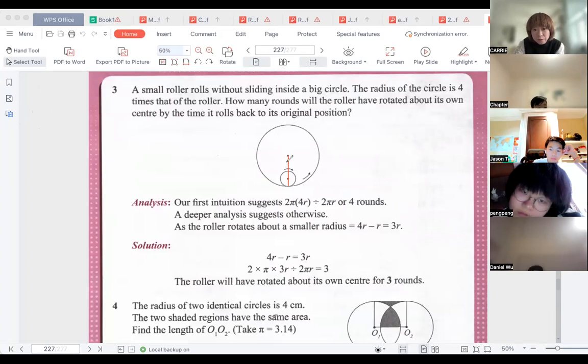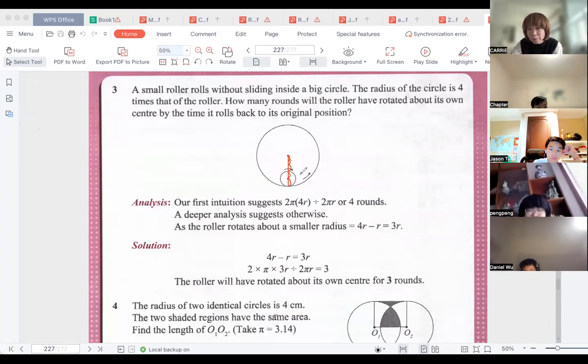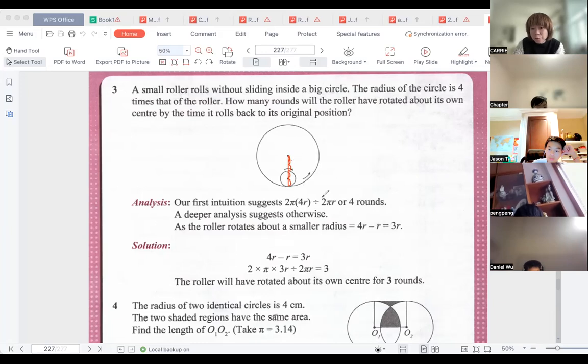So this is 1, 2, 3, 4. Did you get it, everybody? 1, 2, 3, 4. So the bigger circle's radius is exactly 4 times the smaller one. Can I stop here? Do you understand? Okay, so that means for the circumferences, the bigger one is also 4 times the smaller one.